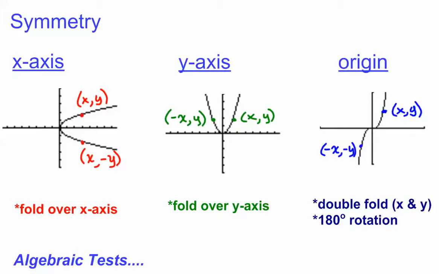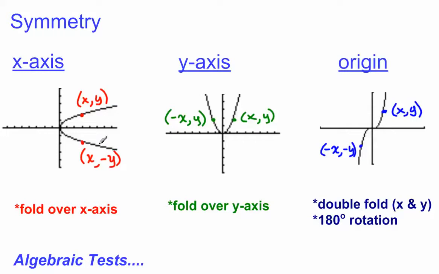In this segment, we're looking at symmetry of graphs. There are three basic types of symmetry we want to identify: x-axis, y-axis, and origin, and I've got each of those graphed here. By symmetry to the x-axis, really what we're talking about is being able to fold over the x-axis and having the picture align with itself.